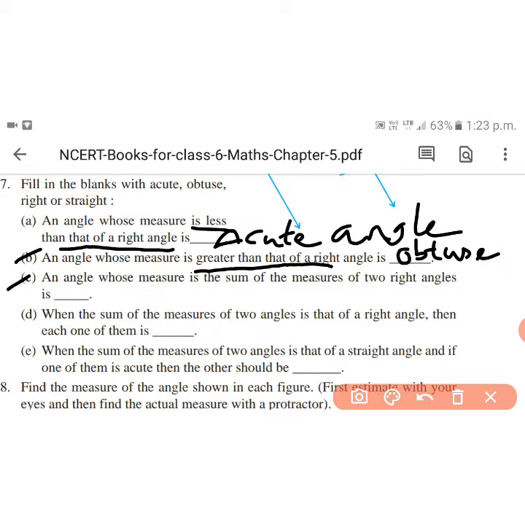C part. An angle whose measure is the sum of the measures of two right angles. So 90 degree plus 90 degree equals 180 degree. So 180 degree is straight angle. So straight angle.